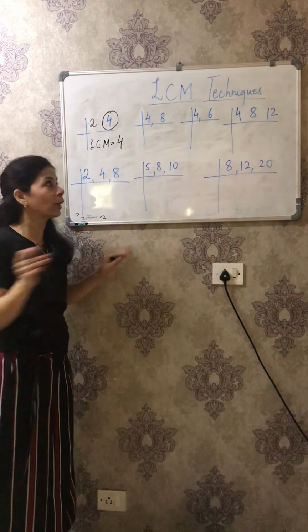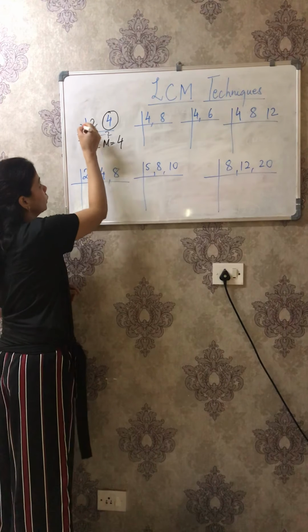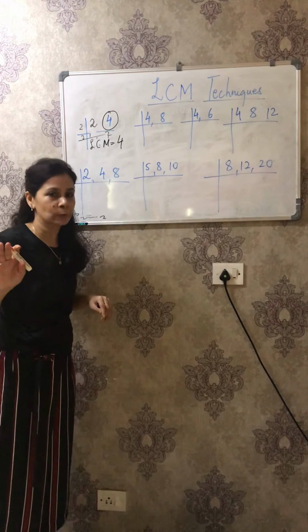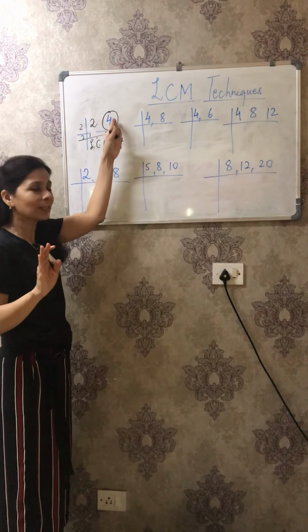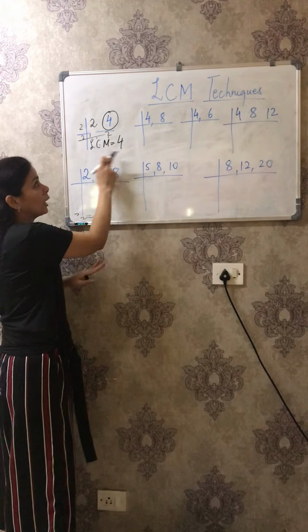Actually, you don't have to do all those steps, like 2 1s are 2, 2 2s are 4. Just go to the bigger number and see whether that number is divisible by the other number or not. If it is divisible, then your LCM is that bigger number.